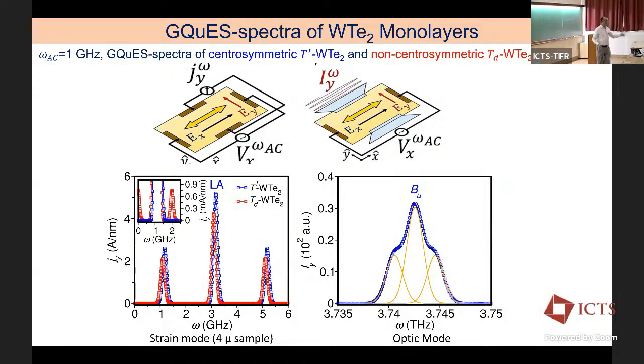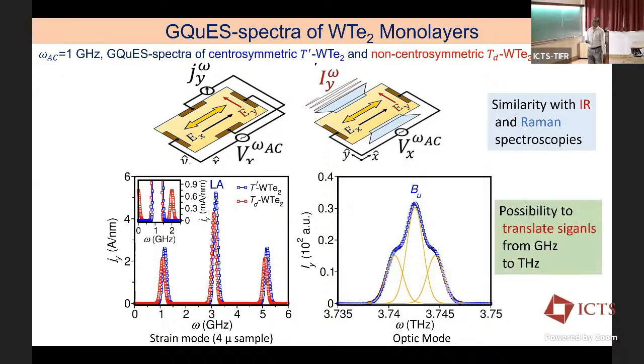In the circuit, you can readily change frequencies. And in this case, we propose to use gigahertz frequency, basically to make sure that the resolution is available to measure those peaks. So it's similar to IR because the central peak is like an infrared peak, but that is for the LA phonon. The peak is at the frequency of the phonon, and the other two peaks are somewhat similar to Raman spectroscopy. It's also possible to translate signals from gigahertz to terahertz.